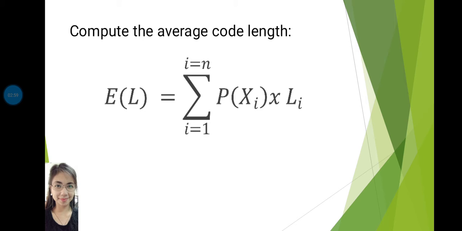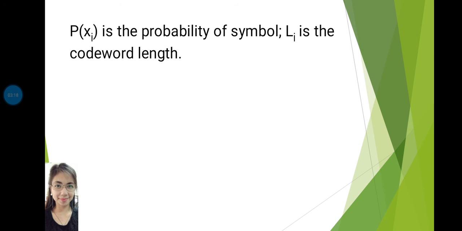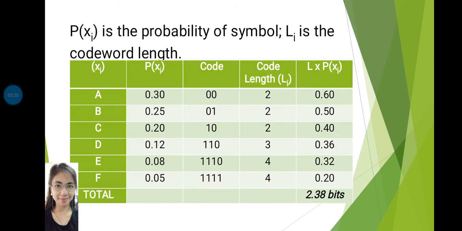So here is the average code length. The average code length can be obtained through getting the summation of p of x sub i multiplied by the code length L sub i, from i equal to 1 up to i equal to n. So p of x sub i is the probability of the symbol, while L sub i is the code word length. Since we have familiarized already with the first, second, and third columns, we have to proceed to the code length.